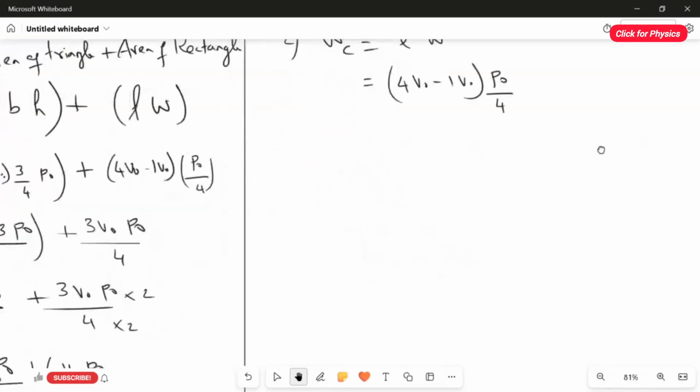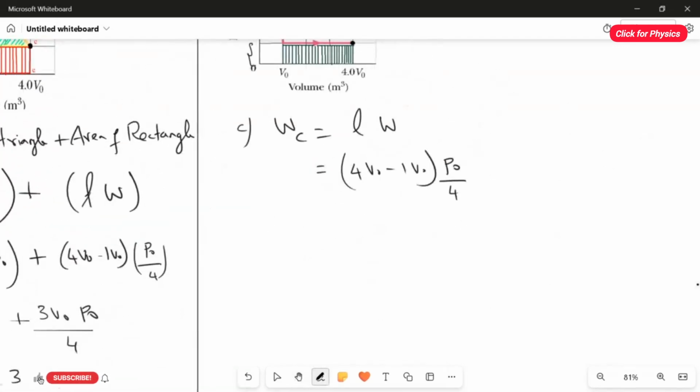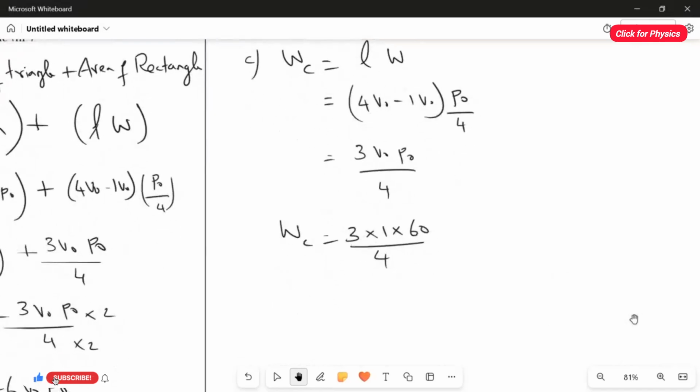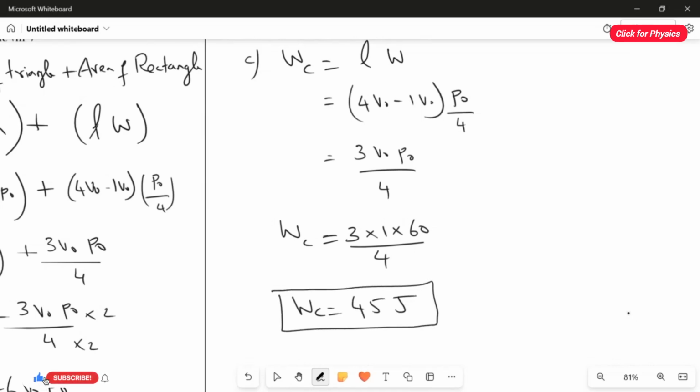So if you simplify this equation, you will get 3 V naught P naught over 4. Now I am going to substitute the value. So 3 multiplied by 1 multiplied by 60 over 4. So 3 multiplied by 60 over 4. The answer here is 45 joules. So this is the answer for part C.